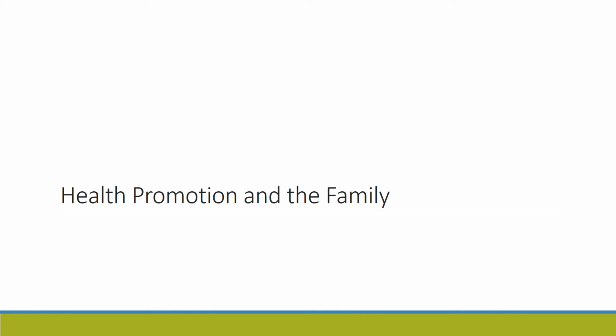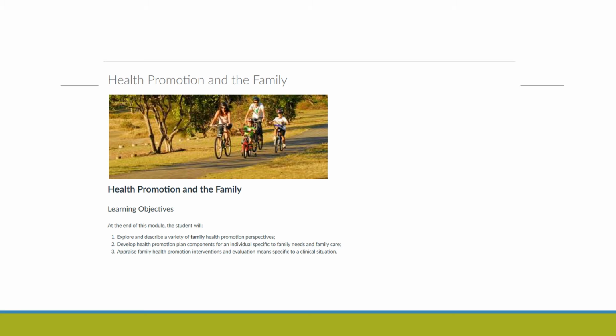This week we're going to be talking about health promotion in the family and how the family and the influences that surround the family can affect the individual and their health promotion and health prevention factors. Your objectives this week are to explore the different types of aspects that are involved with family health. You're going to start working to develop a health promotional plan specifically for an individual that takes into account those elements that affect the individual from a family perspective.